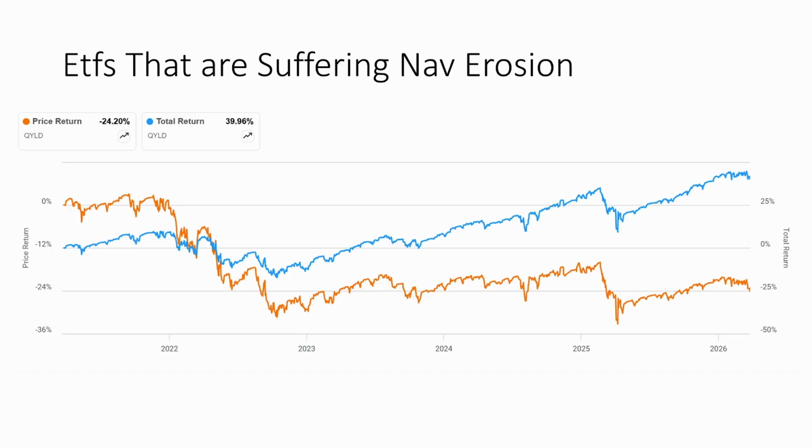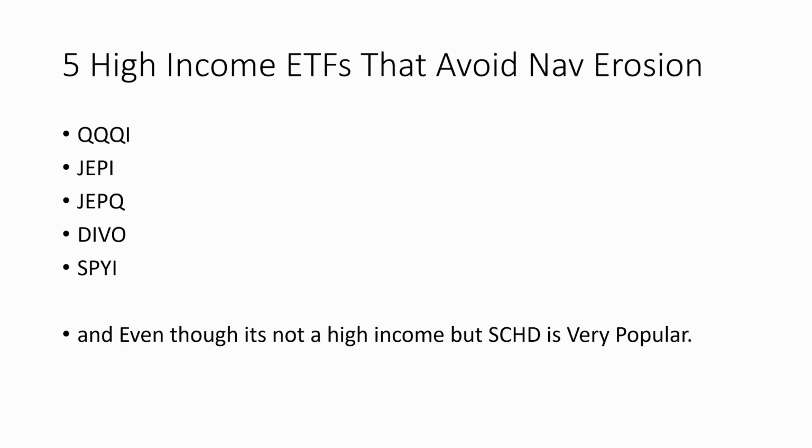Now, you may get a return from dividends, but you kind of want the price return and the total return going the same way, and hopefully that is the upward direction. So what are 5 high income ETFs that avoid NAV erosion?